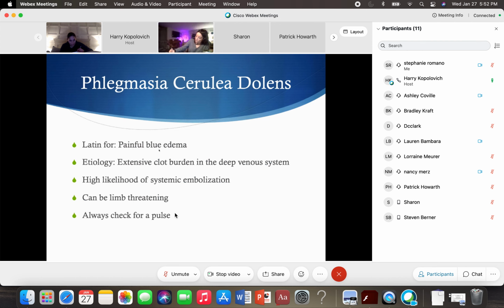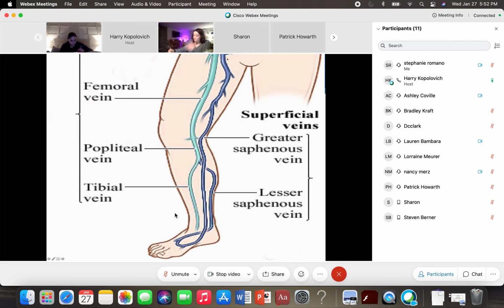You always want to check for a pulse on these patients. And just going back to the anatomy, this is not the superficial veins that are involved. This is the deep venous system. So the femoral vein, the popliteal vein, and the tibial vein are completely occluded by clot. And this, again, is a very, very dangerous condition.